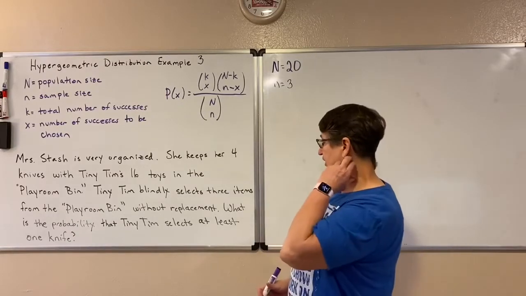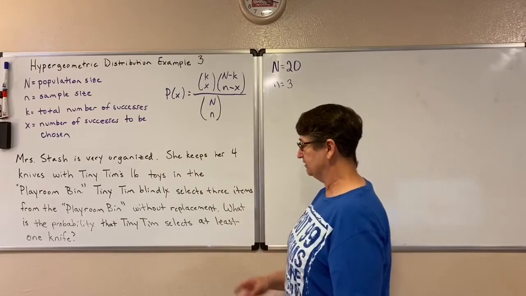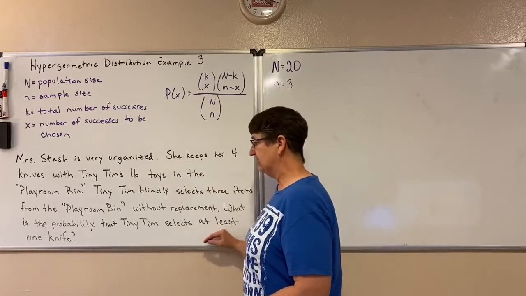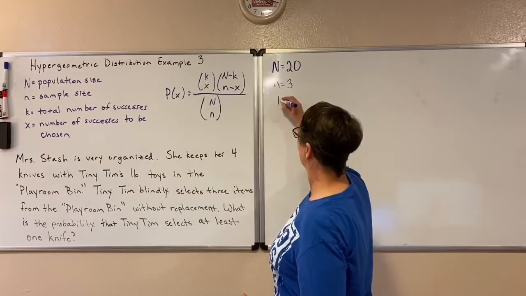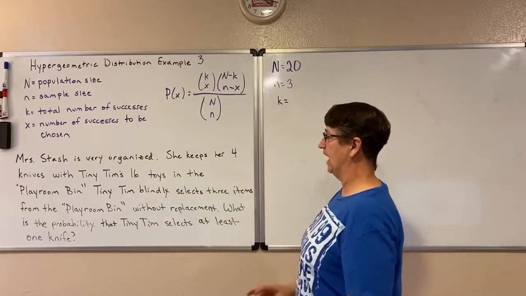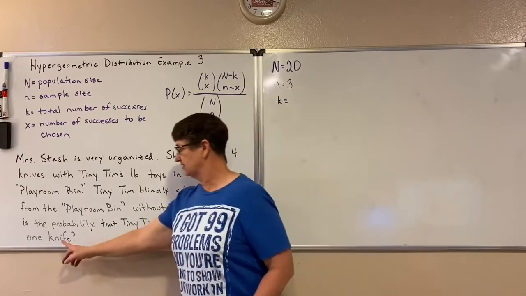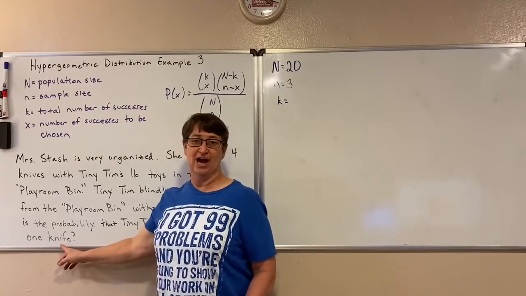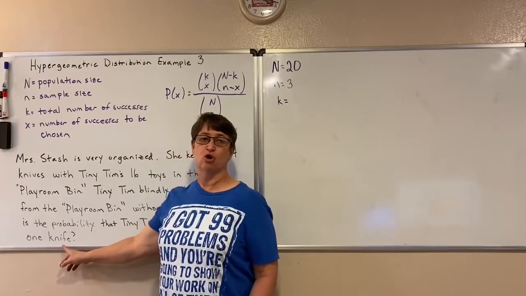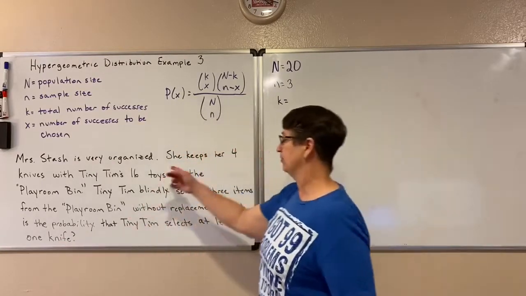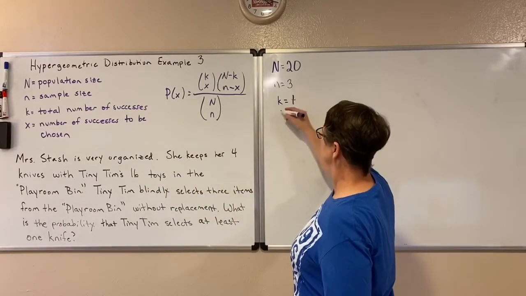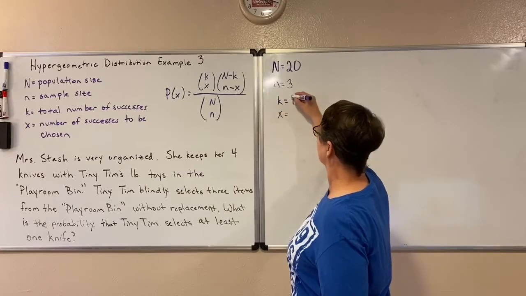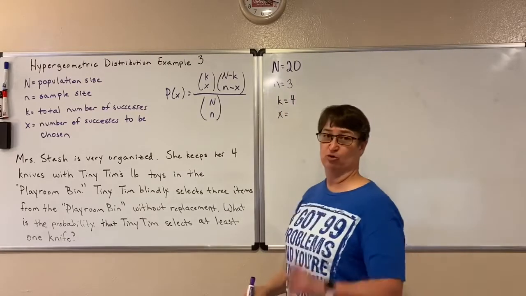Now, we also need to know the probability that Tiny Tim selects at least 1 knife. So our K is the total number of successes that we have. In this case, our success is for him to choose a knife. So we want to know the total number of knives in our population, and that is 4. And Tiny Tim is going to choose at least one of those.